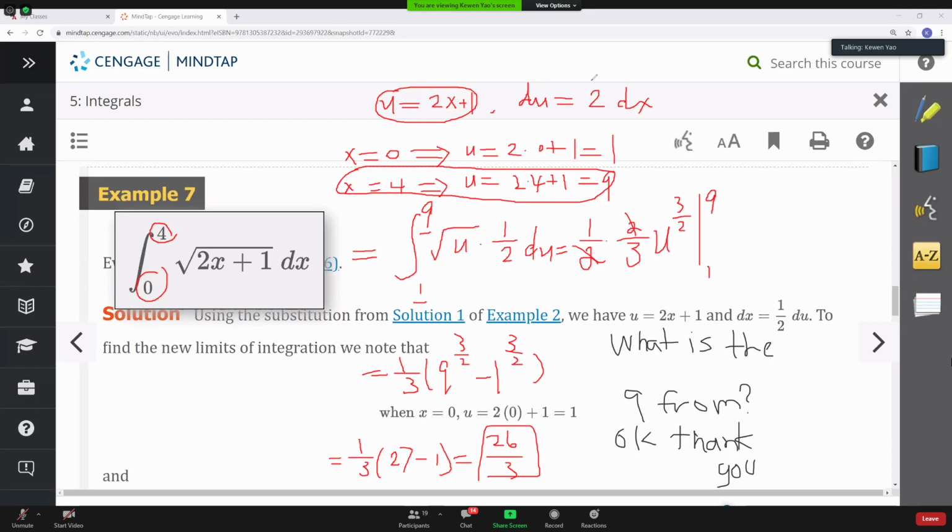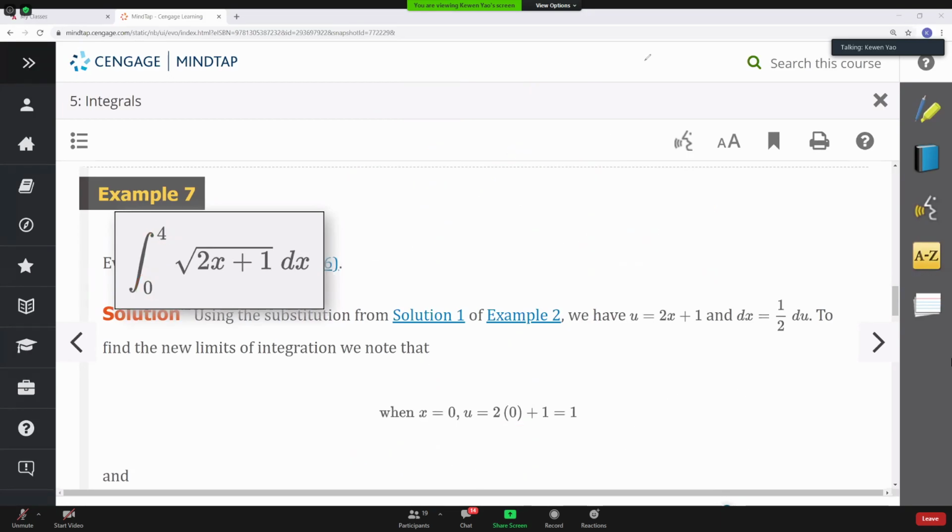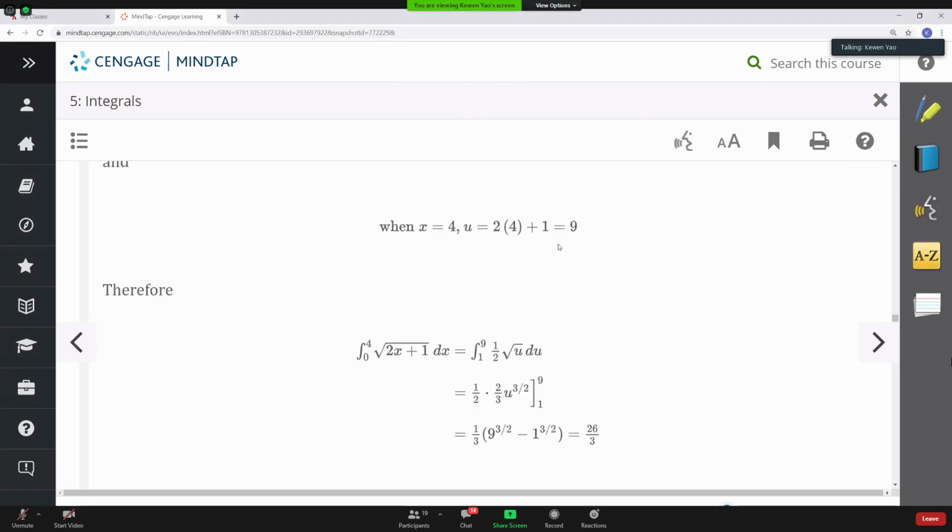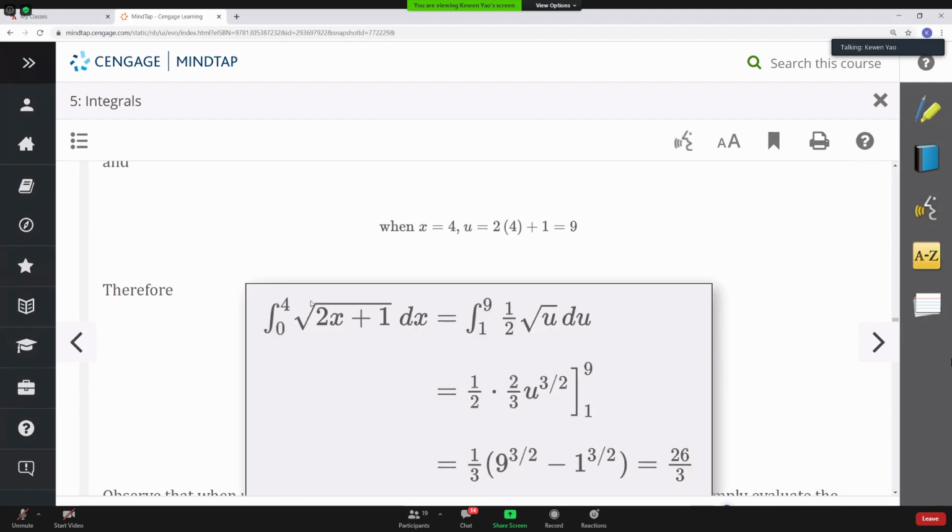So let's take a look at the textbook. Let's hope the answer is the same. You get 9, see here. Same answer, 26 over 3. You replace 0 by 1 and change the new lower limit to 1 and the upper limit to 9. Now everything has been written in terms of u. The answer is 26 over 3.